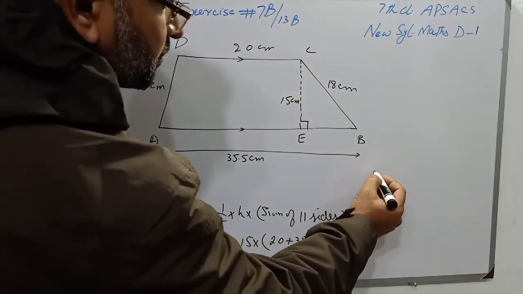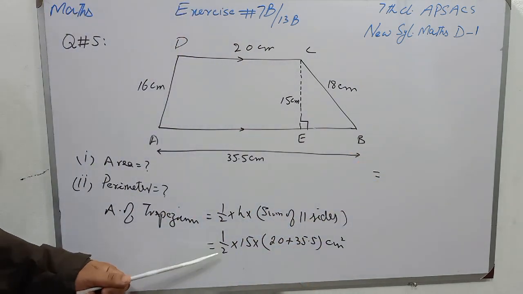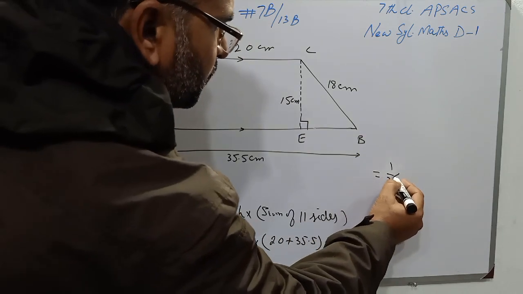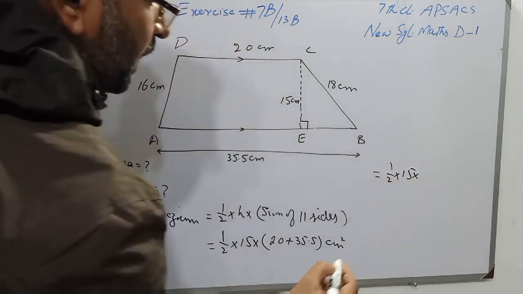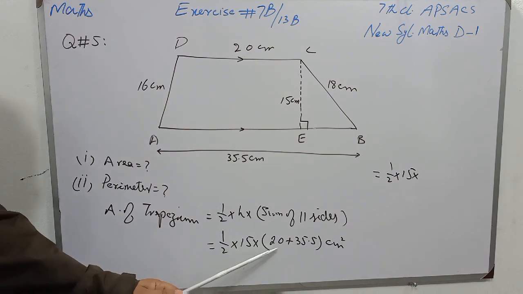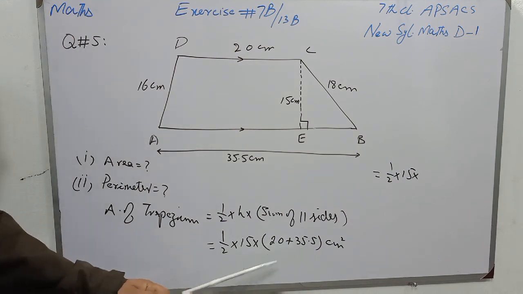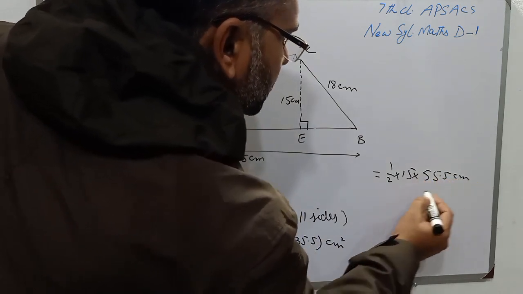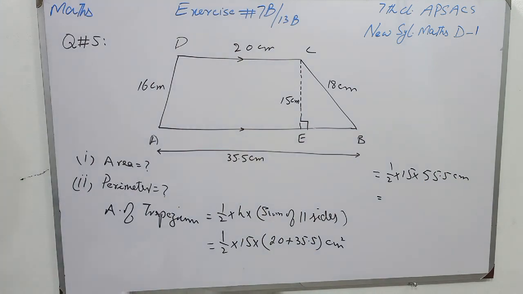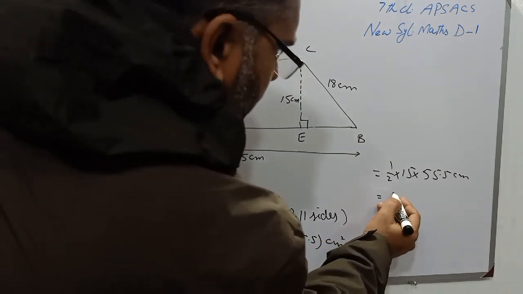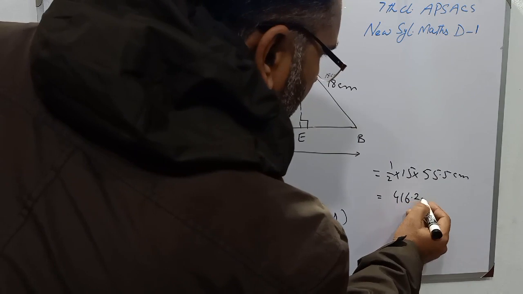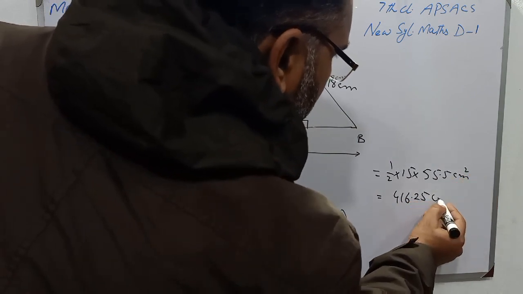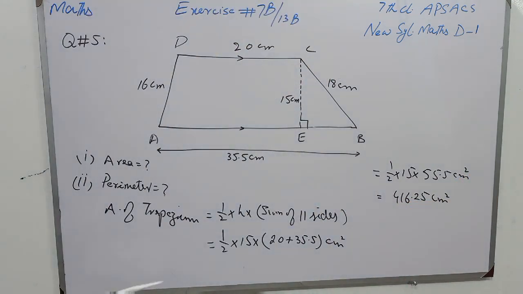Now students, it is written as 1 over 2 multiplied by 15 multiplied by sum of both the numbers 20 plus 35.5, and we will have 55.5 centimeter square. Now students, I will use calculator to find the product of all the three numbers, and that is 416.25. 416.25 centimeter square is the area of this trapezium.